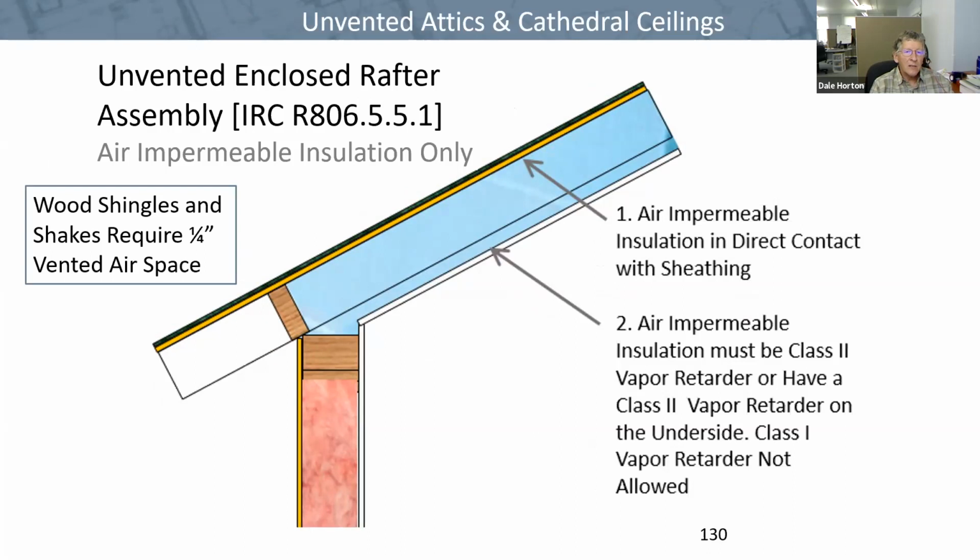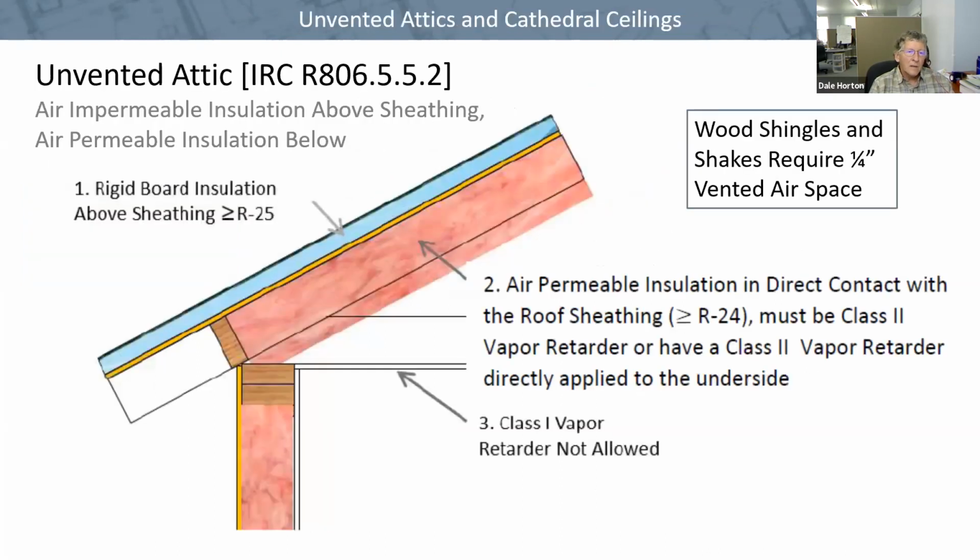You can do an unvented attic using air impermeable insulation only, without an attic at all, and it's very similar. You just have to know that you cannot have a class 1 vapor retarder on the underside of the air impermeable insulation. Another example might be if you used rigid insulation above and air impermeable insulation below. The air impermeable insulation has to be in direct contact with the sheathing. It must have at least a class 2 vapor retarder on the surface. I'll explain those in a minute. And then once again, it may not have a class 1 vapor retarder. If you had a class 1 vapor retarder on the ceiling, it would prevent this space from ever drying out through the ceiling.